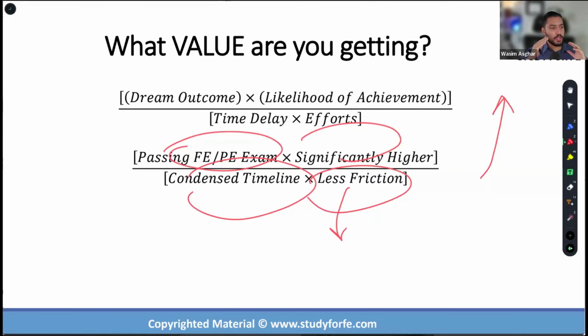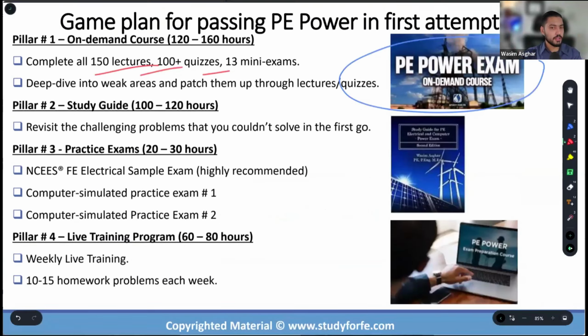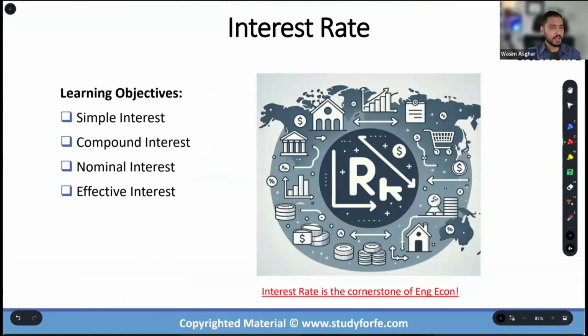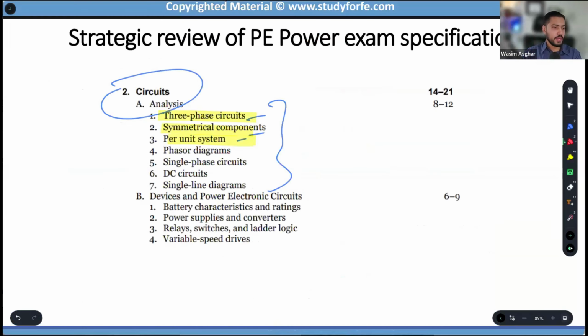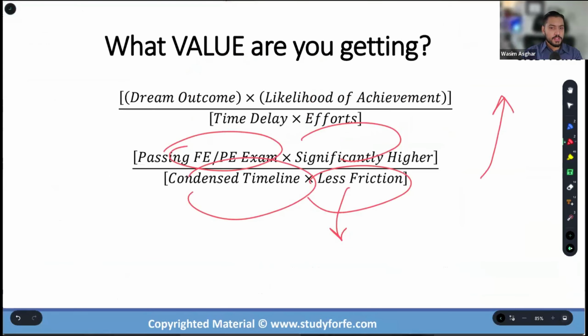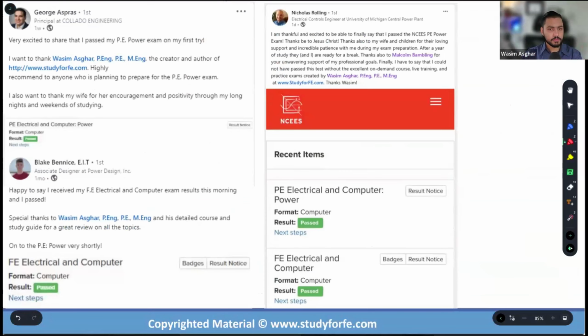And then when you throw it against the backdrop of preparing for these particular exams, even between these 2 exams, we've seen upfront that there's a significant difference, right? When we look at the FE Electrical and Computer exam and the P-Power exam, although they're conducted by the same body and lead you to the same goal, these 2 exams themselves are very different, right? So as far as the value proposition is concerned, the likelihood is going to be higher, the timeline is going to be condensed, and it's going to be a lot more frictionless, okay?